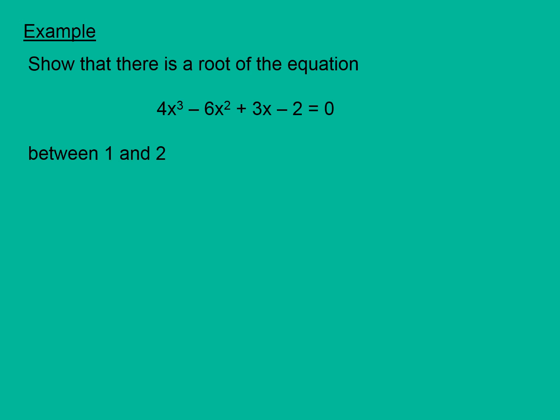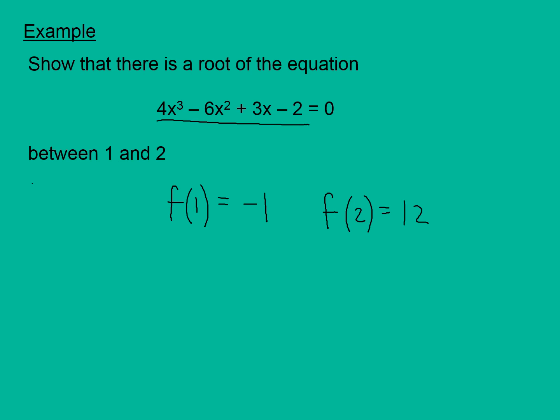We're going to use the intermediate value theorem. Now we're working with a polynomial. Polynomials are continuous everywhere. So if I can find a value that gives me a negative number and another value that gives me a positive number, it has to cross the x-axis between those two values. So if we looked at f of 1, if we plugged in 1 to the equation, we would get negative 1. And if we plugged in 2 to the function, we would get 12.